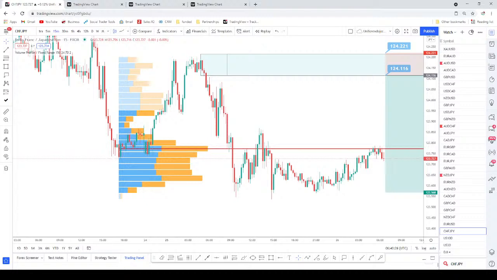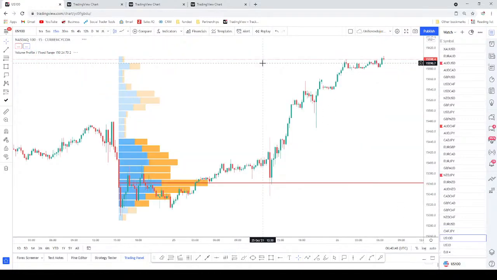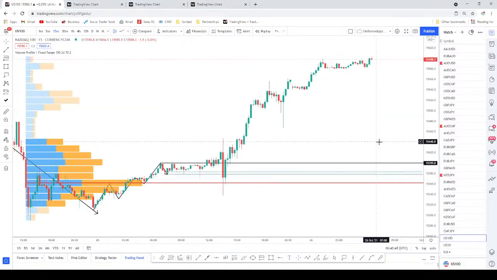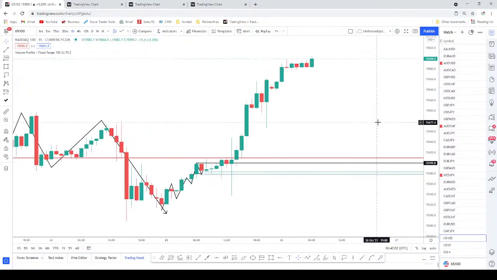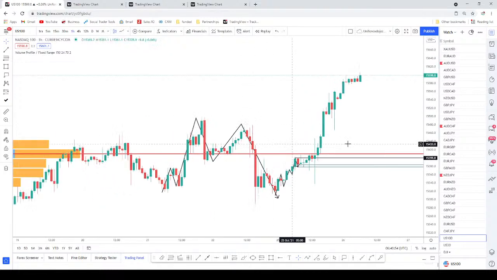Okay, let's take a look at the last two. NAS 100 and US 30. So NAS has been bullish. It has been bullish for a while. This will be the last one we look at today on the live, of course.